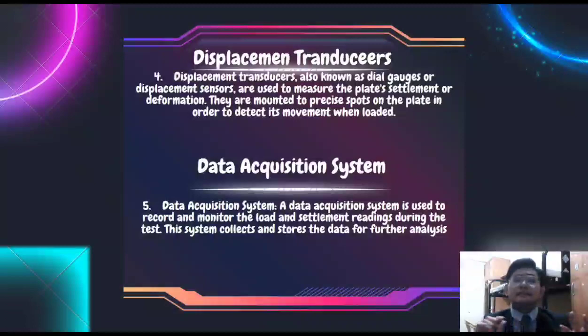Number 5 is the displacement transducer. A displacement transducer, also known as a dial gauge or displacement sensor, is used to measure the plate settlement or deformation. It is mounted on a support over the plate in order to detect its movement when loaded. Number 6 is the data acquisition system. It is used to record and monitor the load and settlement readings during the test. The system collects and stores the data for future analysis.